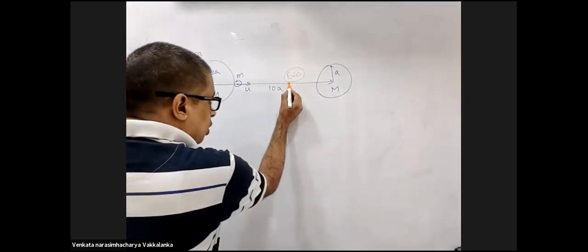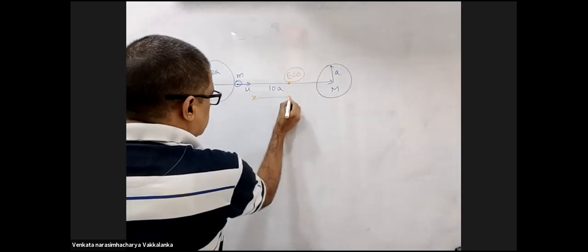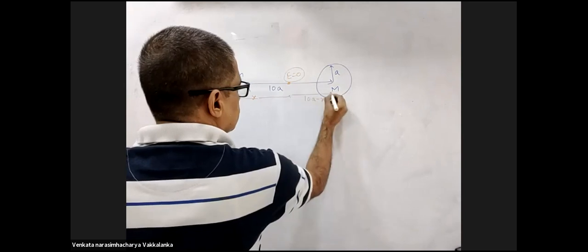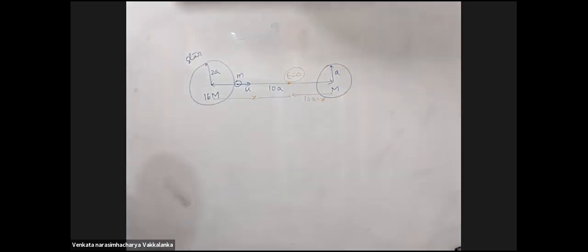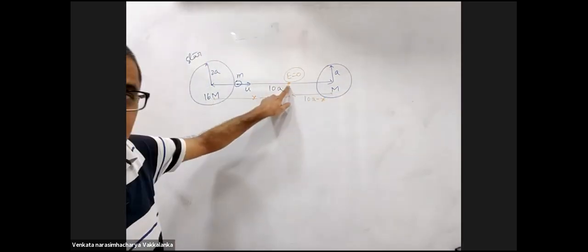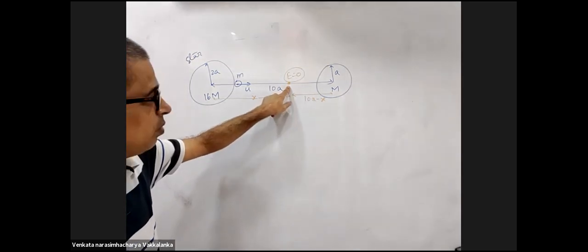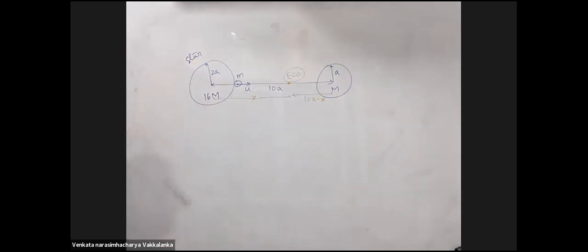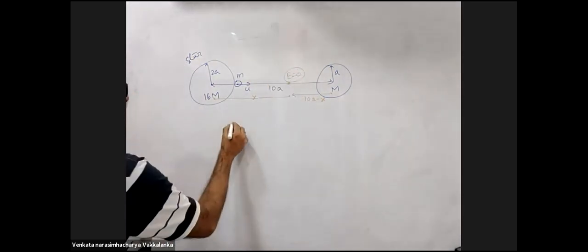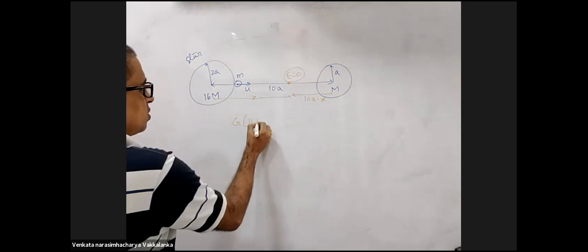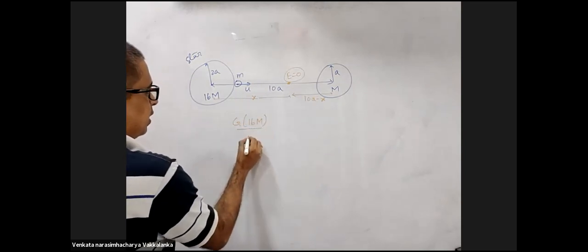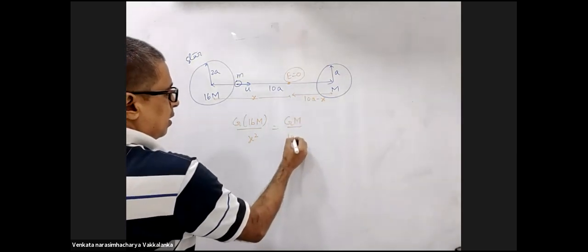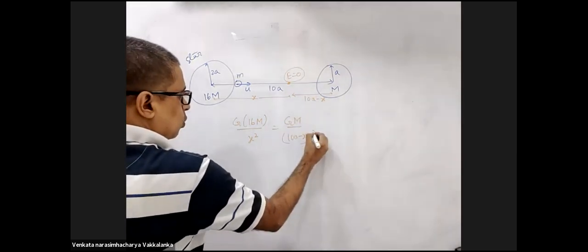If small m crosses this point, call this distance x. This will be 10a minus x. If small m crosses this point, it will by default be pulled into this. If not, it will come back. First, decide what that point is. G times 16 capital M by x square is G times capital M by 10a minus x whole square.